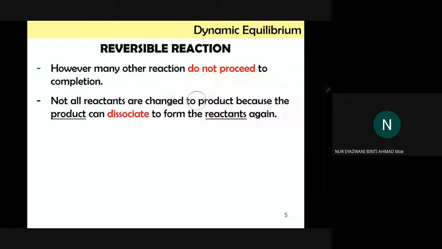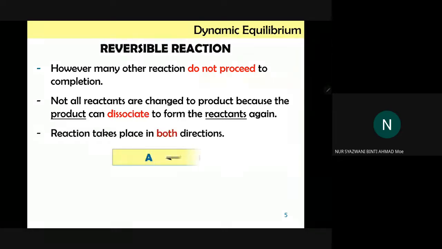Okay. So not all reactants are changed to product because the product can dissociate from reactants again. Ini kerana apabila kita ada tindak balas, A jadi B contohnya. A jadi B. Nanti bila dia jadi B, sebenarnya dia ada kebarangkalian untuk jadi A semula. Iaitu dia boleh dissociate, dia boleh terungkai semula untuk jadi reactant. Reaction di mana di situ kita panggil reaction takes place in both directions. Maksudnya reactant akan jadi product dan product akan jadi reactant semula.